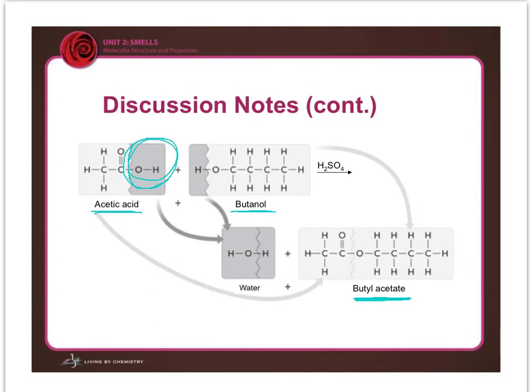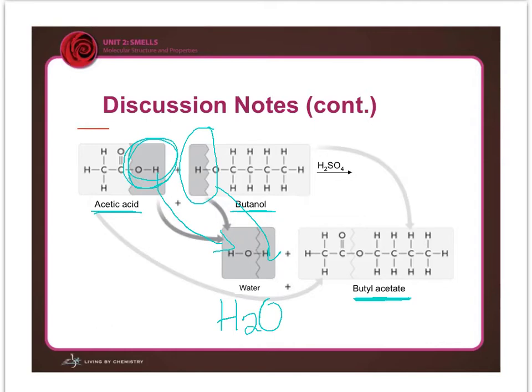And like a puzzle piece, it gets torn off, and you can see that it got torn off and put right there. Then on the end of the butanol, which is the alcohol, this hydrogen gets torn off and put here. Together, you get H2O, 2 H's and an oxygen, forms water, and your leftover pieces, and I'm going to highlight those leftover pieces here in red.